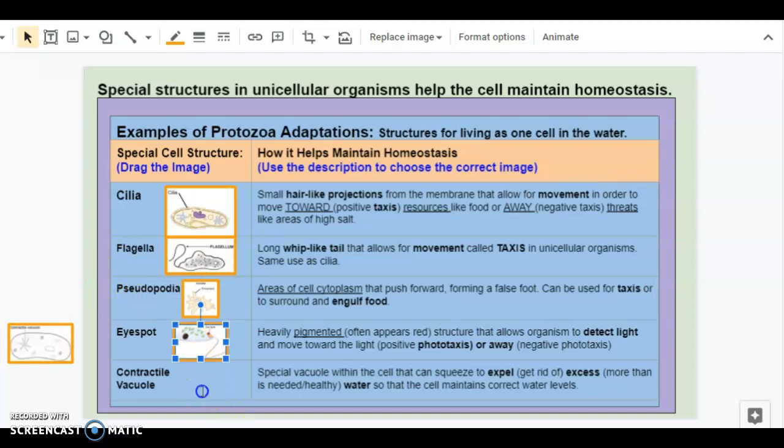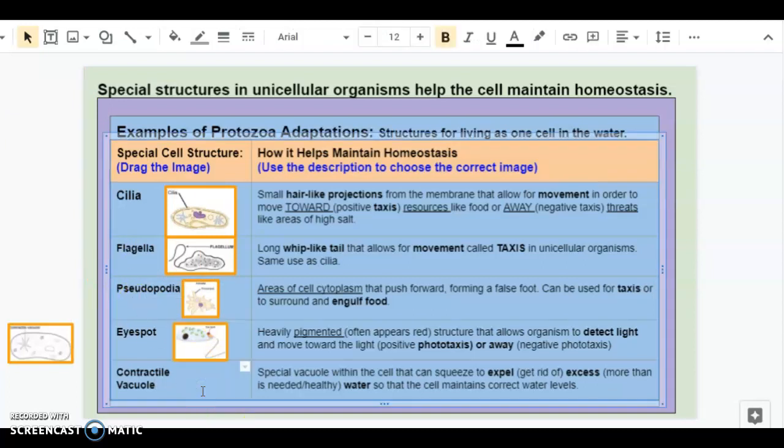And then finally, we have the contractile vacuole. The contractile vacuole is very specific to organisms that live in water, and it basically helps them get rid of water that's filling the cell and might cause the cytoplasm to expand so much that the cell membrane couldn't contain it and the cell would rupture.